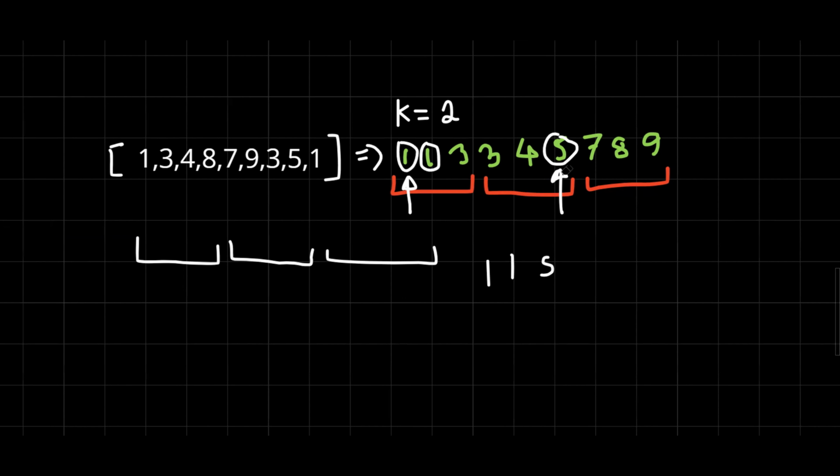So definitely we will try to take consecutive values. Suppose we try to take consecutive values, then the chance of a difference greater than k should be minimized, because it is definite that the difference between these two elements 1 and 3 should be less than the difference between these two elements, suppose 1 and 5.